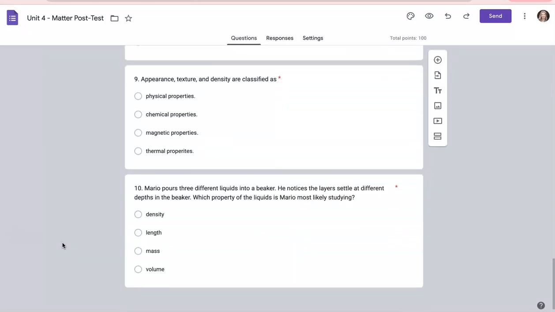Number 9, appearance, texture, and density are classified as physical properties, chemical properties, magnetic properties, or thermal properties. And then number 10, Mario pours 3 different liquids into a beaker. He notices that the layers settle at different depths in the beaker. Which property of the liquids is Mario most likely studying? Density, length, mass, or volume?